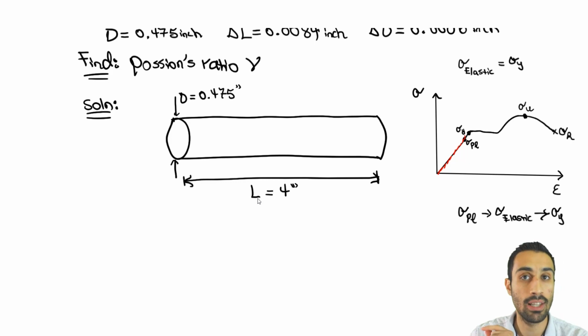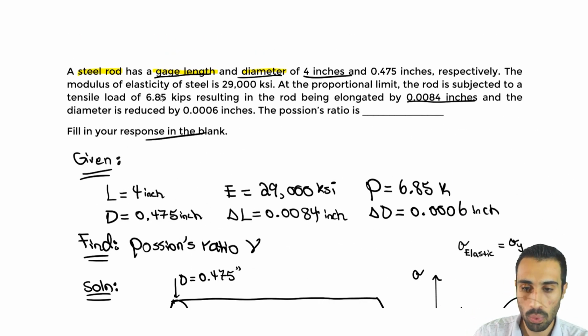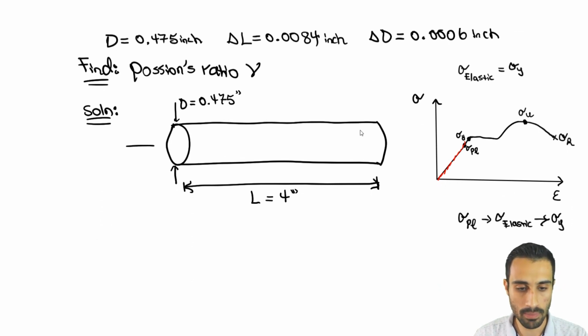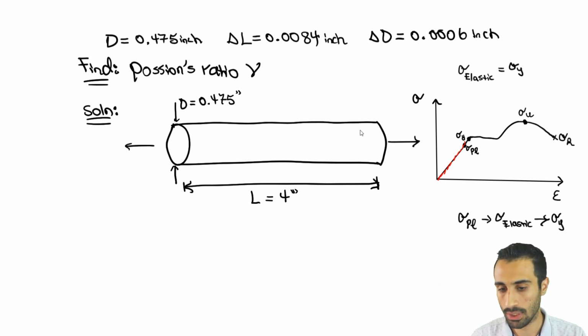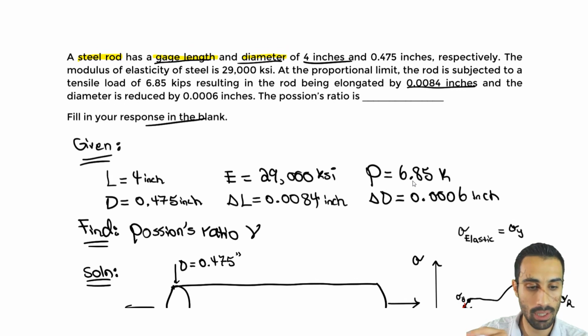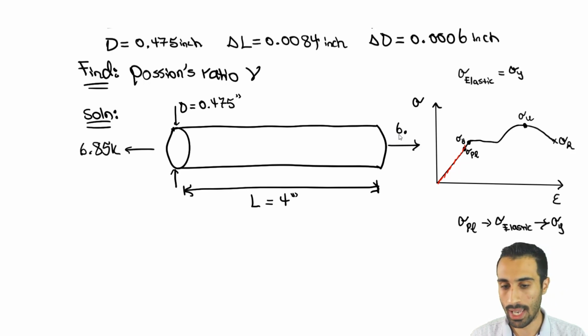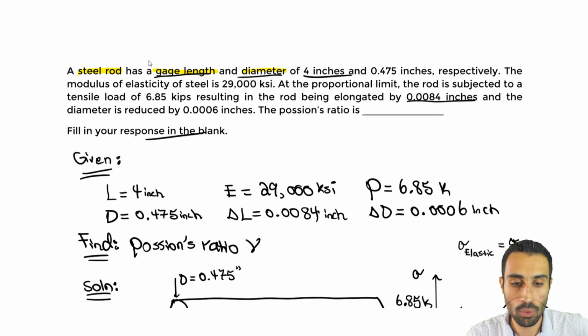But in this case, we're in the elastic region. Then, what else do we have? We have the load. Let me actually denote the load on the diagram. I'm going slow here for a reason. So the load is going to be how much? 6.85, and that would be kips, and it's loaded uniaxially. 8 kips, tension load.